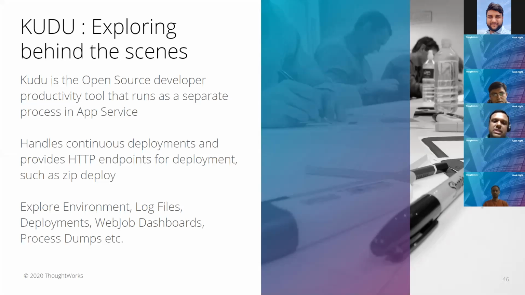The main purpose of this tool is to facilitate continuous deployments. When I say continuous deployment, let's say your code is residing in any of the repositories like GitHub or GitLab, and you want to have continuous deployment. Whenever you commit a change, the code needs to be deployed to the app service. This is the tool which is responsible for that. Apart from continuous deployment, it also exposes a few HTTP endpoints through which you can do your own custom deployments. Say you have built the zip package locally and want to deploy it onto Azure App Service. This is the tool you have to look out for.